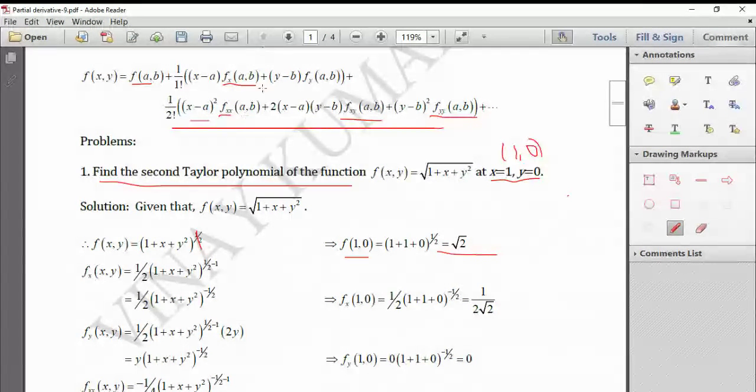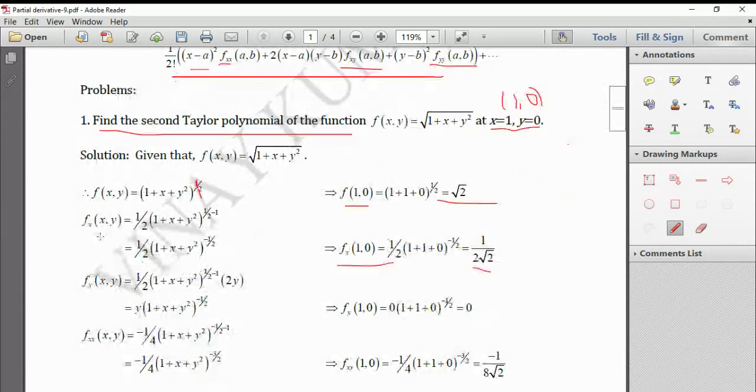Now we need fx at (1, 0). So fx at (1, 0) equal to, substitute in this, half into (1 plus 1 plus 0) to the power of minus half. That is 2 to the power of minus half. If you send that to the denominator, that becomes 2 to the power of half in the denominator. But 2 to the power of half is root 2. So you'll get 1 by 2 root 2. That is the value of fx.